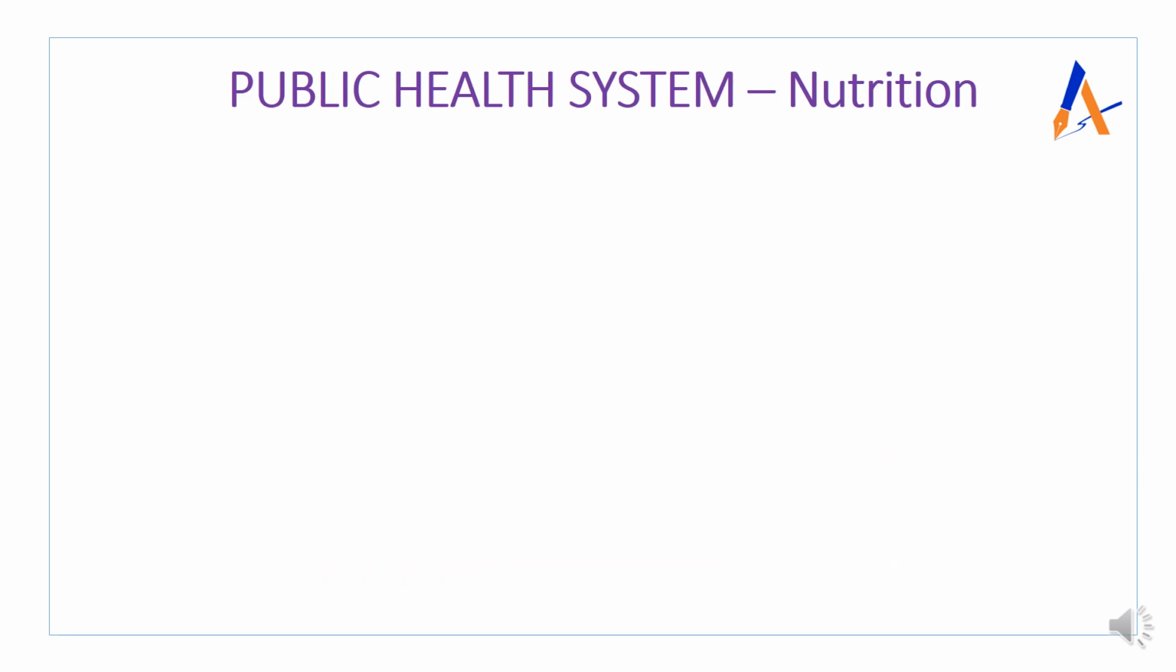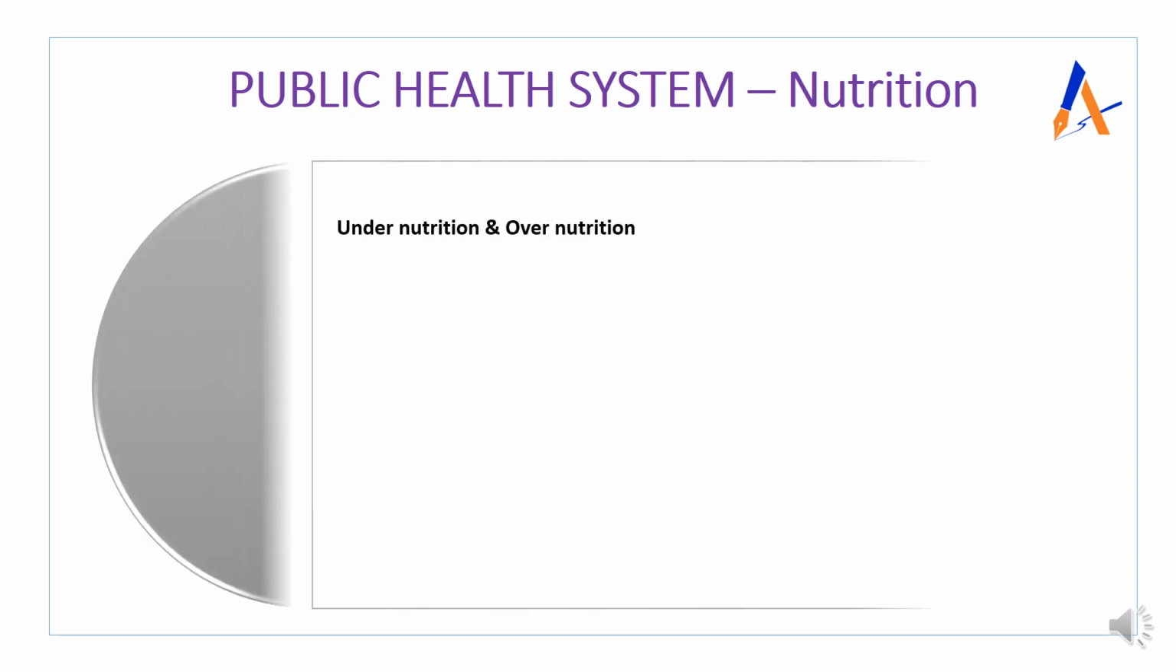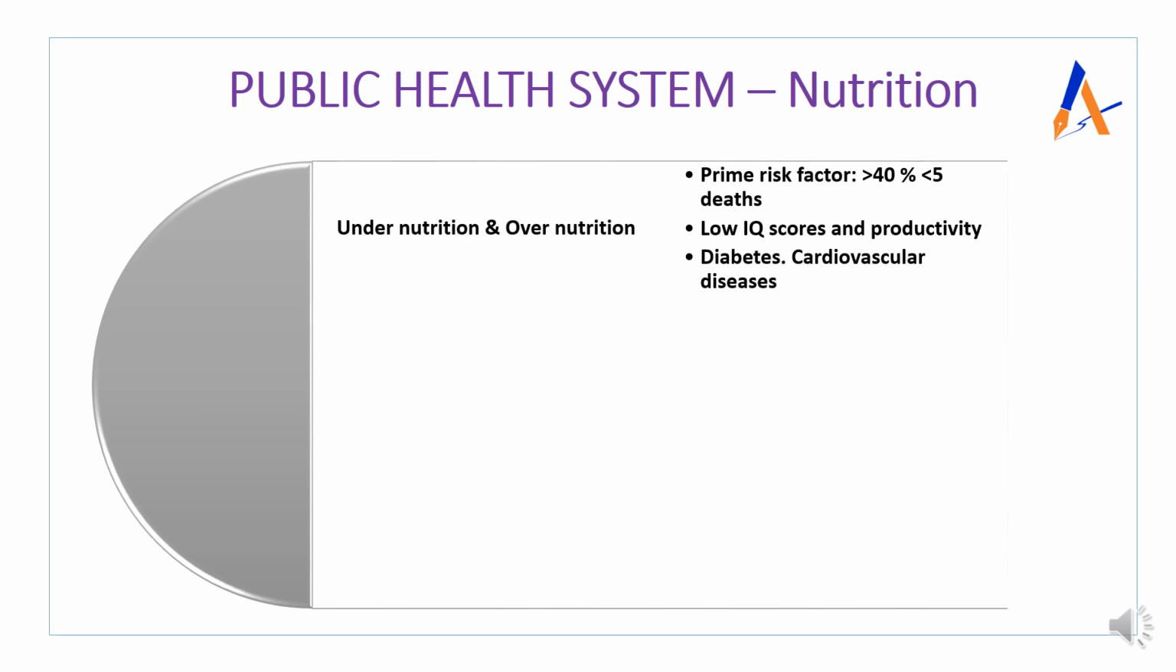Now, the last analysis which we will do related to the public health system is undernutrition. This is also very important because in India we are facing the problem of undernutrition and overnutrition both. Undernutrition is a primary risk factor, and more than 40% of under 5 children's deaths are happening because of undernutrition. Okay, so children with undernutrition, be it anemia or iodine deficiency, what will happen?